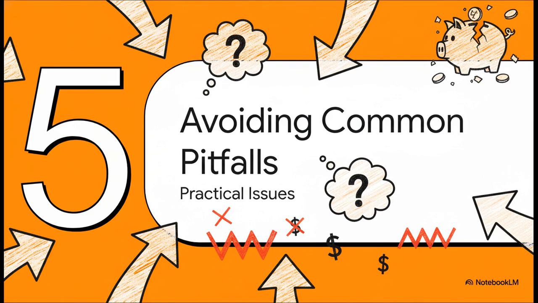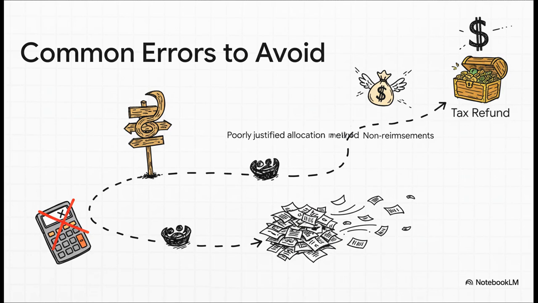Okay, so we know the rules, and we know what paperwork we need. Now let's talk about where things often go wrong. Understanding the common traps is the best way to avoid falling into them yourself. These right here are the classic tripwires.